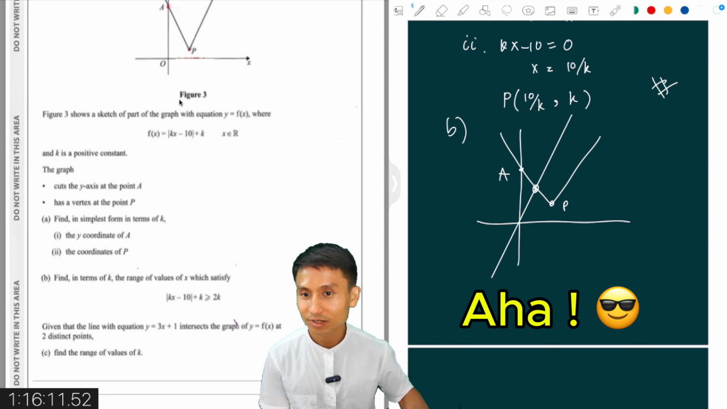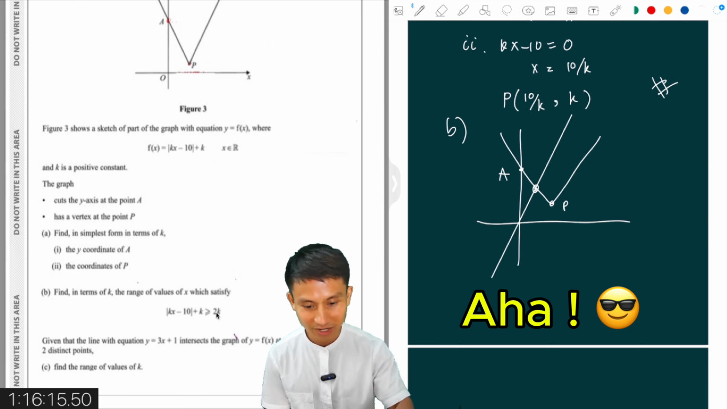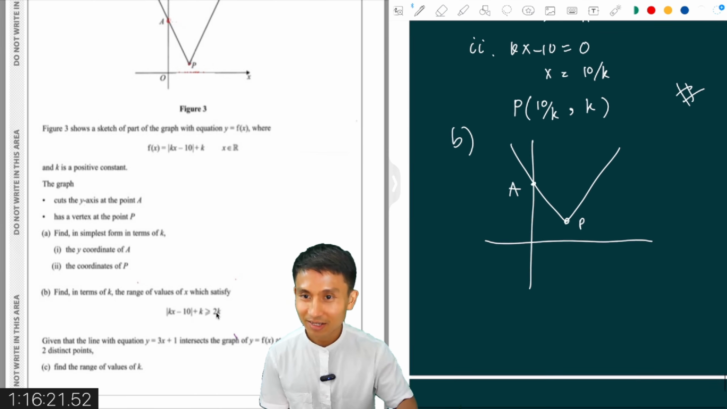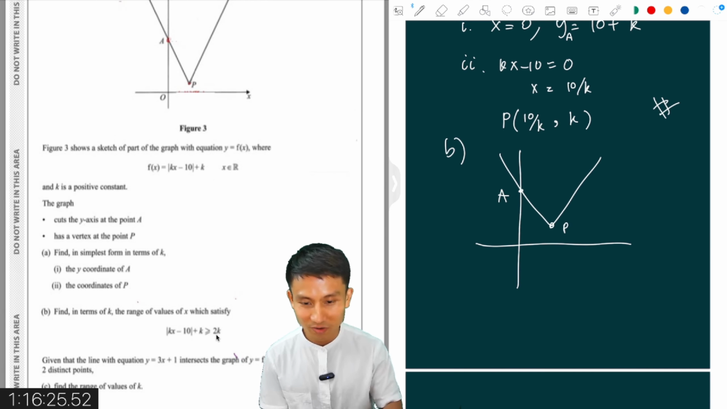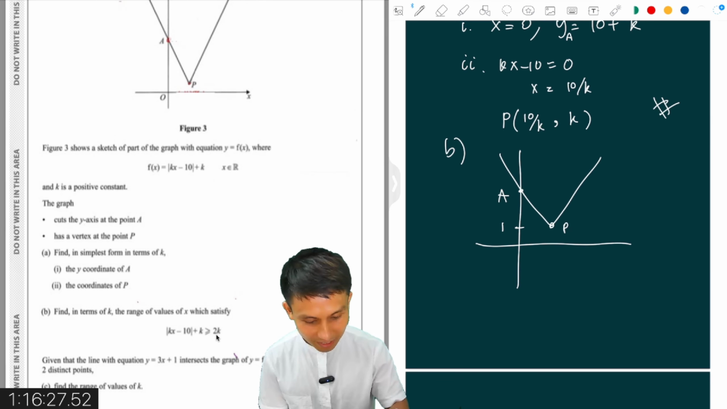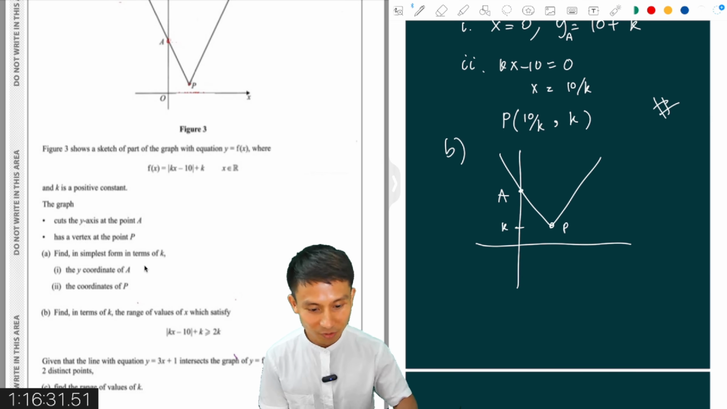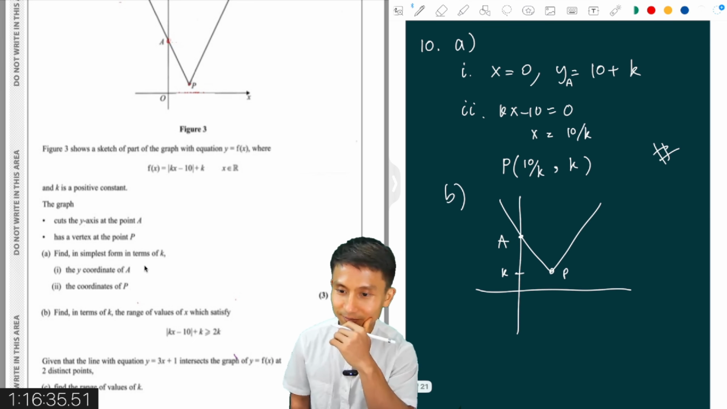Oh, no. This is not 2x. I thought it was 2x. This is 2k, guys. Okay. Let me start over again here. 2k is a constant, so it should be a horizontal line. This is a k, and where is a again? The y-coordinate of a is 10 plus k. We don't know what k is, right?